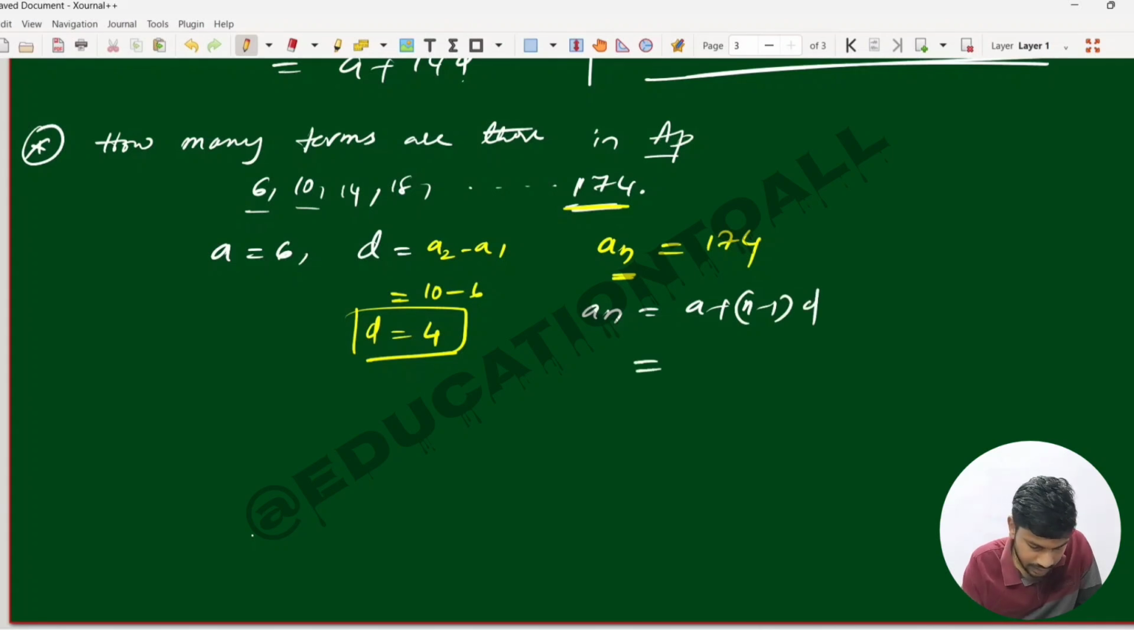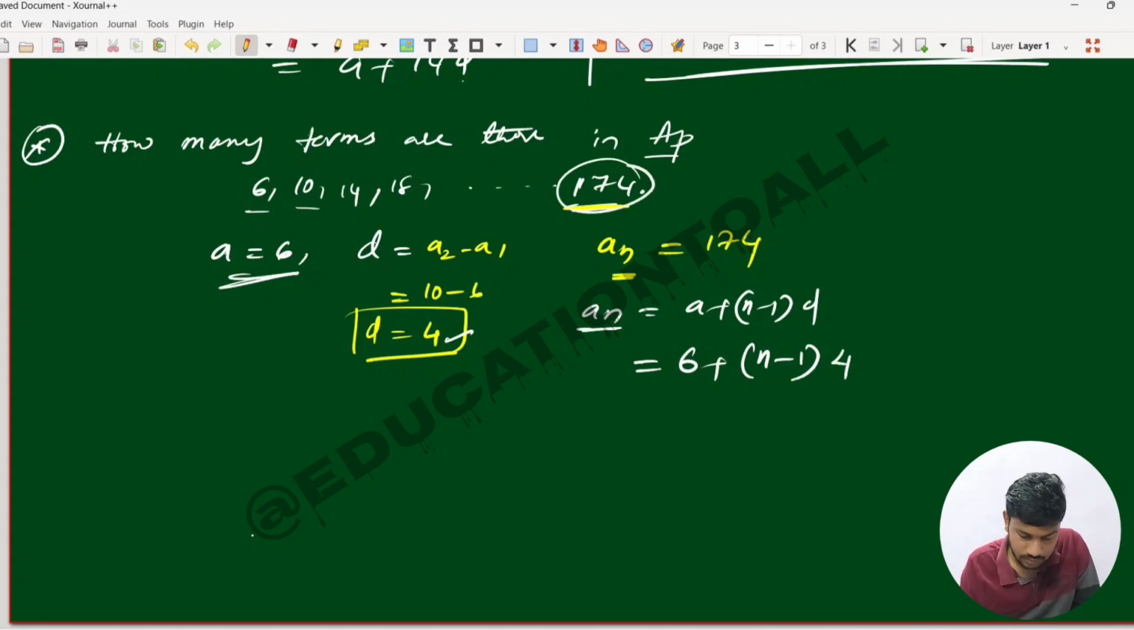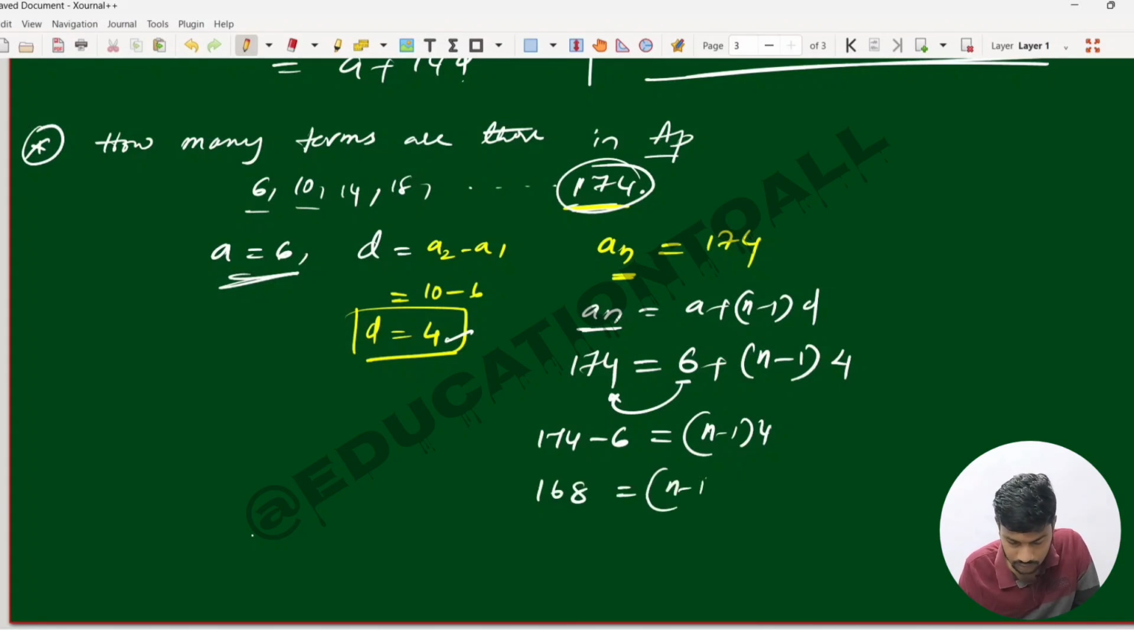So replacing a value given, 6 plus n minus 1, where n minus 1 is unknown, into d, which is known, it is 4. And an is also given, the last term, it is 174. Replace the values. Therefore 6 is positive, sending to the opposite side it is subtracted. I will get 174 minus 6, which is equal to n minus 1 into 4. By subtraction of 6 here, I will get 168, which is equal to n minus 1 into 4. Here the 4 table in 168, how many times? 4 times 2 is 8, so 42 times, therefore 42 is equal to n minus 1.